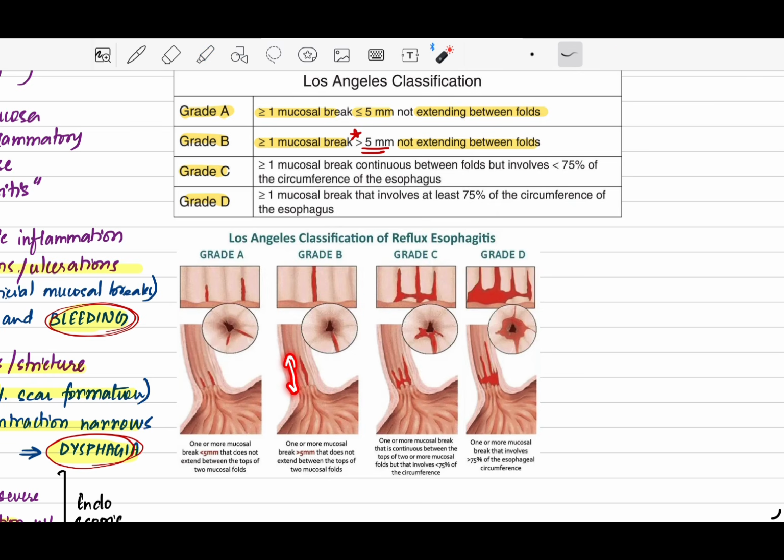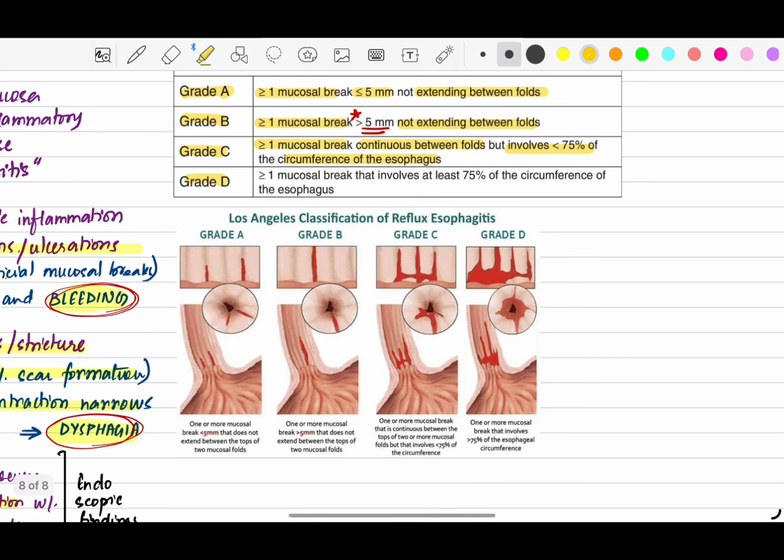So the length of the scar or the length of the mucosal break is increasing, but again, there is no horizontal connection between them. Then we have grade C, again greater than 1 mucosal break, but it is continuous between the folds, involving less than 75% of the circumference of the esophagus. This means that the folds are horizontally connected, but less than 75% of the circumference of the esophagus is involved. Then grade D is similar to grade C, with greater than 1 mucosal break. However, it is involving greater than 75% of the circumference of the esophagus. We can see here that it is extending more in the horizontal manner as compared to C.